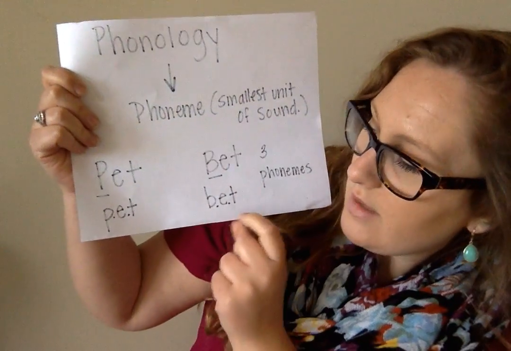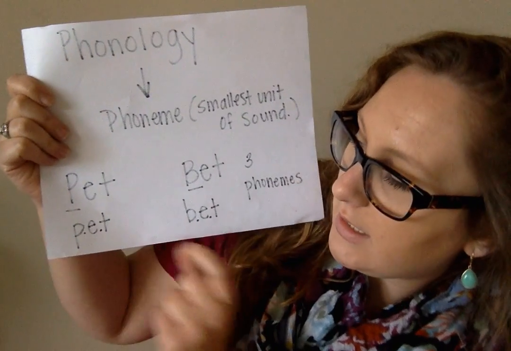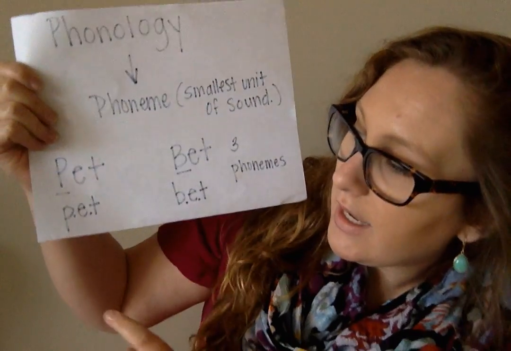The words pet and bet both have three phonemes. The only difference between these two words, pet and bet, is one phoneme, the P sound and the B sound. As you can see, I've broken them apart into their phonemes: P, T, B, T. And the only difference is the P and the B sound at the beginning. Phonemes are sounds, but we'll get to the written variations in a second.